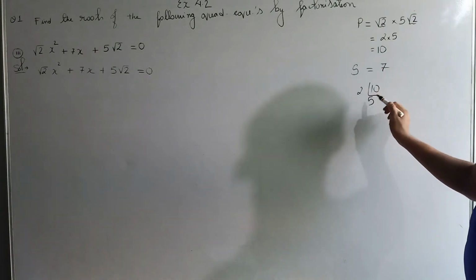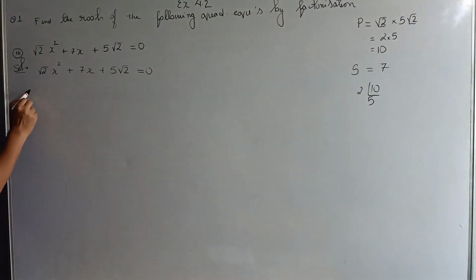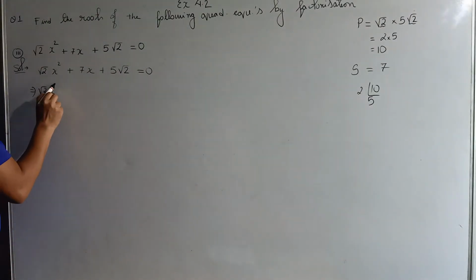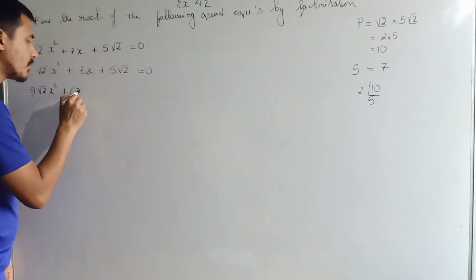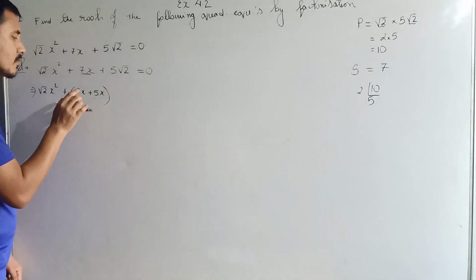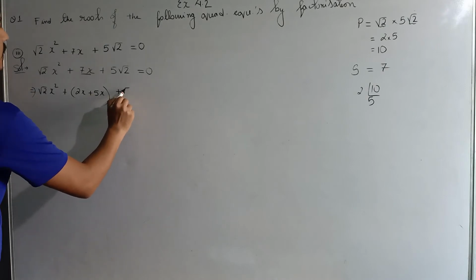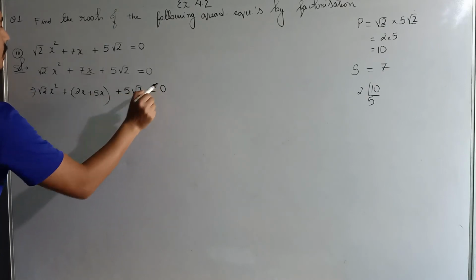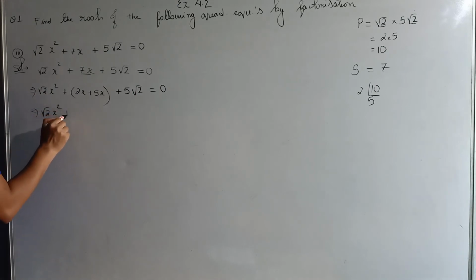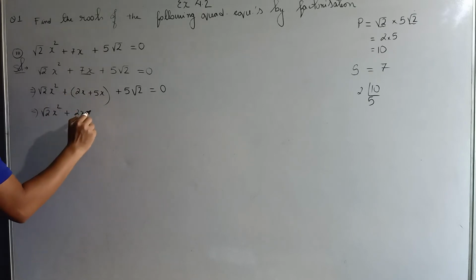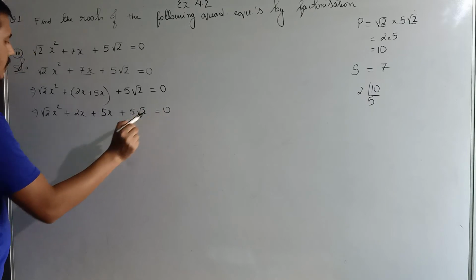Now we factorize the product. 2 times 5 is 10, and 5 plus 2 gives us 7. So, square root of 2 x squared plus, instead of 7x, I'm going to write it as 2x plus 5x, because 2x plus 5x gives you 7x. And then we have 5 square root of 2 equal to 0. Let's remove this bracket: square root of 2 times x squared plus 2x plus 5x plus 5 square root of 2 equals 0.